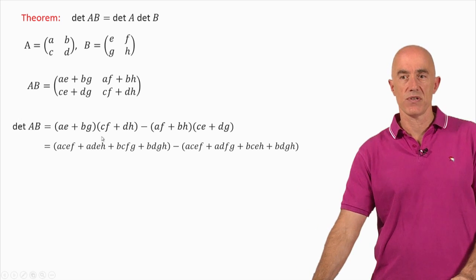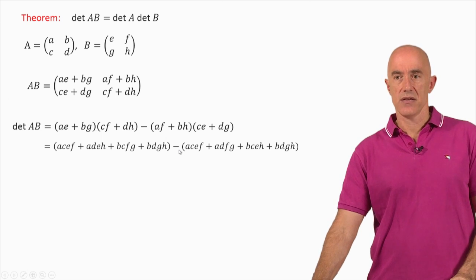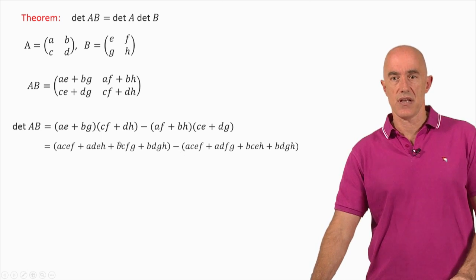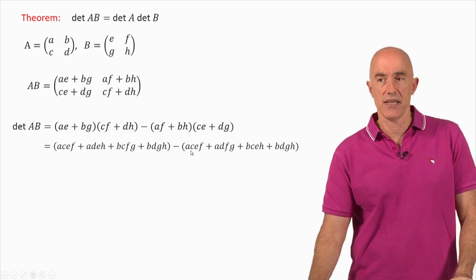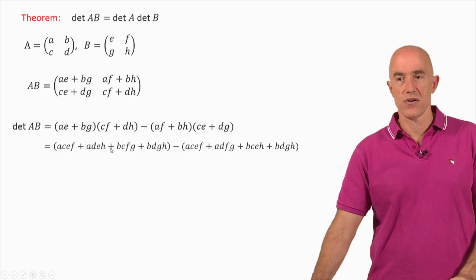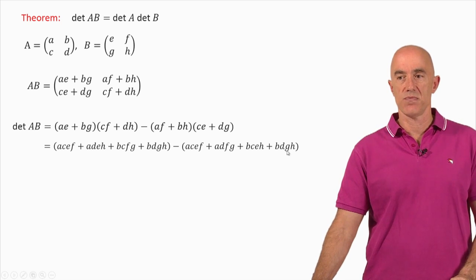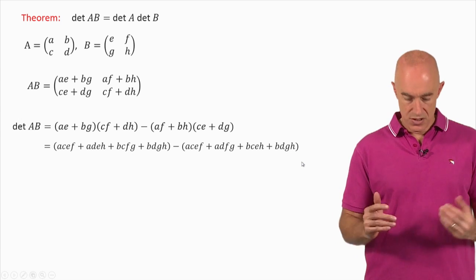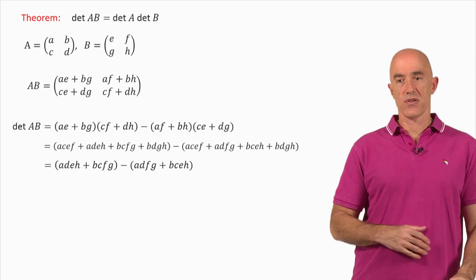We get 4 terms from each of these products. We have a minus sign here, so we can look for a cancellation. And in fact, ACEF exactly cancels ACEF. And the other 2 don't cancel, but the 4th one, BDGH, cancels BDGH. So we can do the cancellation. So we're left with 4 terms.